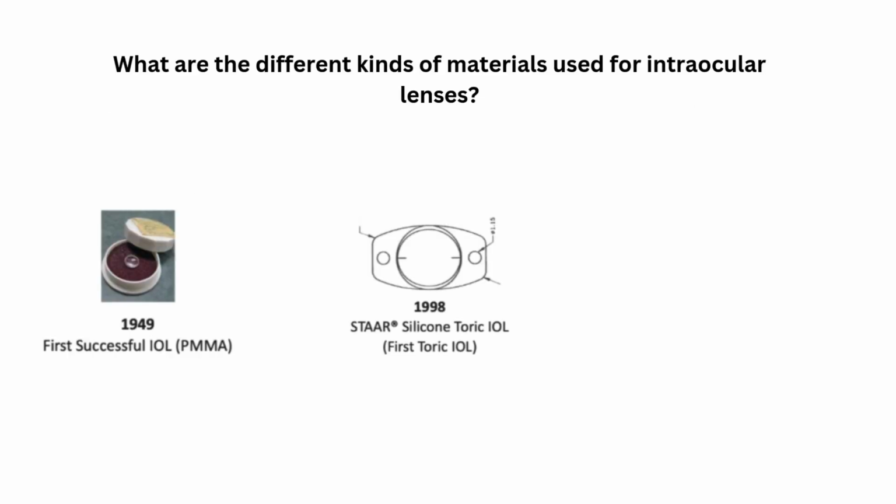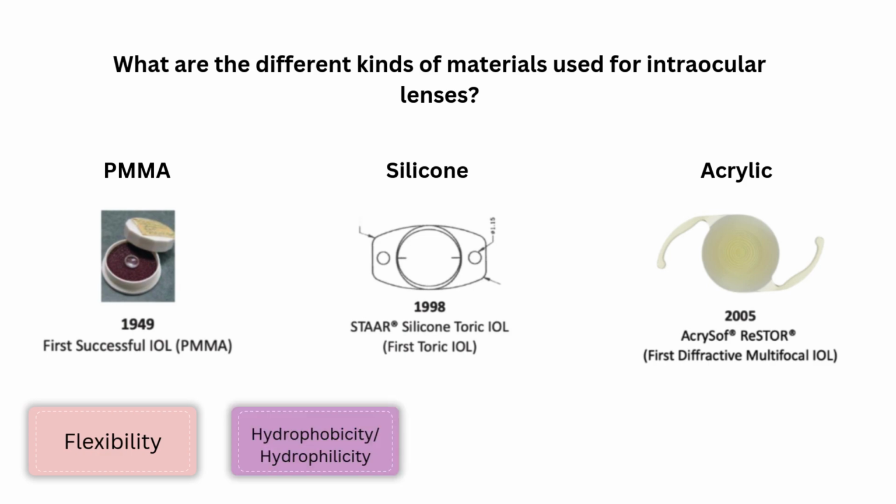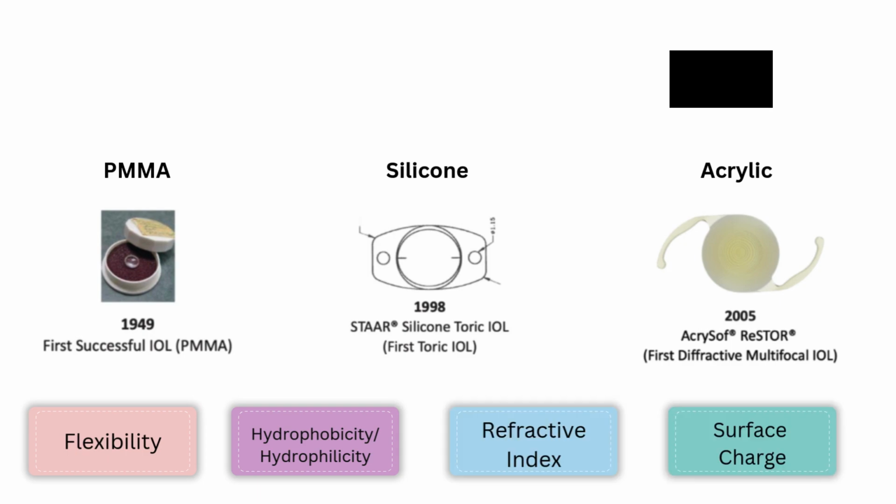So let's find out what are the different kinds of materials used for intraocular lenses. Modern-day IOLs are usually made up of acrylic and silicone materials. But early forms of IOL were made up of PMMA, which was a very rigid material requiring surgeons to make large incisions to place it in the eye's capsule. Therefore, in recent times, foldable IOLs manufactured from acrylic materials have become increasingly common. Alongside flexibility, IOLs are also characterized by their hydrophobicity or hydrophilicity, refractive index, and surface charge.